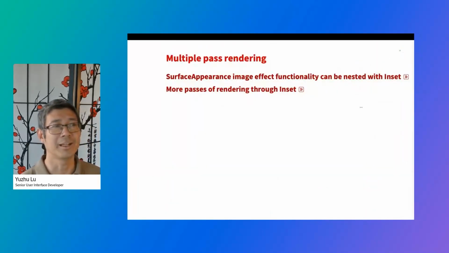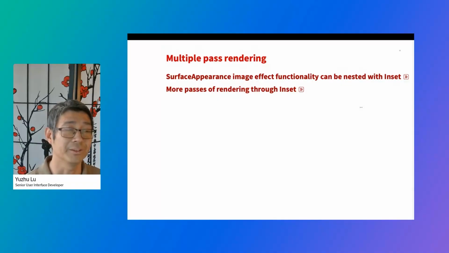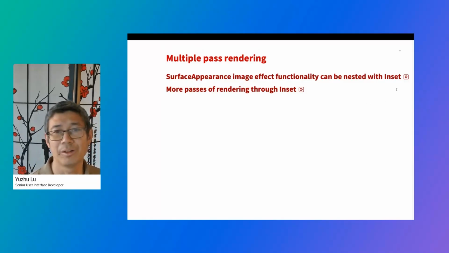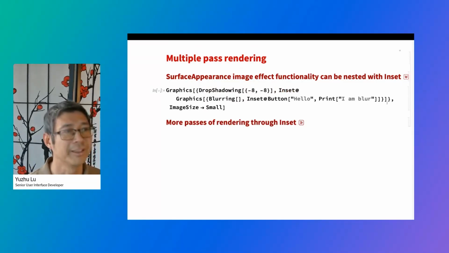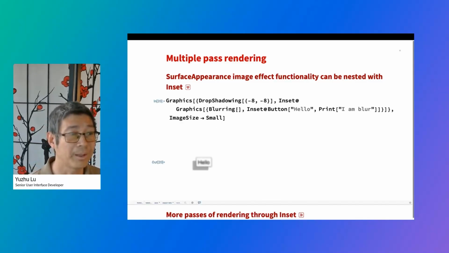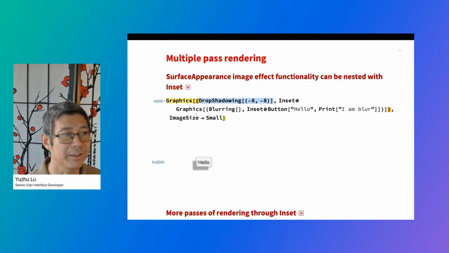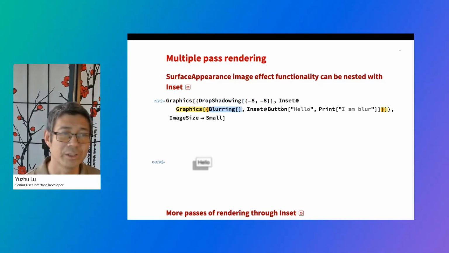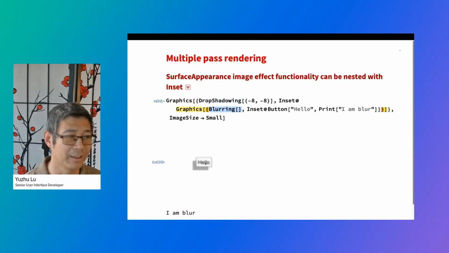So what does this SurfaceAppearance mean to you? Which means probably you can also do something interesting, or there's always something you probably want. Here are some examples. Sometimes you might want to do multiple passes of rendering, and you still want to keep the interactivity. For example, like here, you want to apply both drop shadowing and blurring to the same object, and in the meantime, you also want to keep the interactivity there.